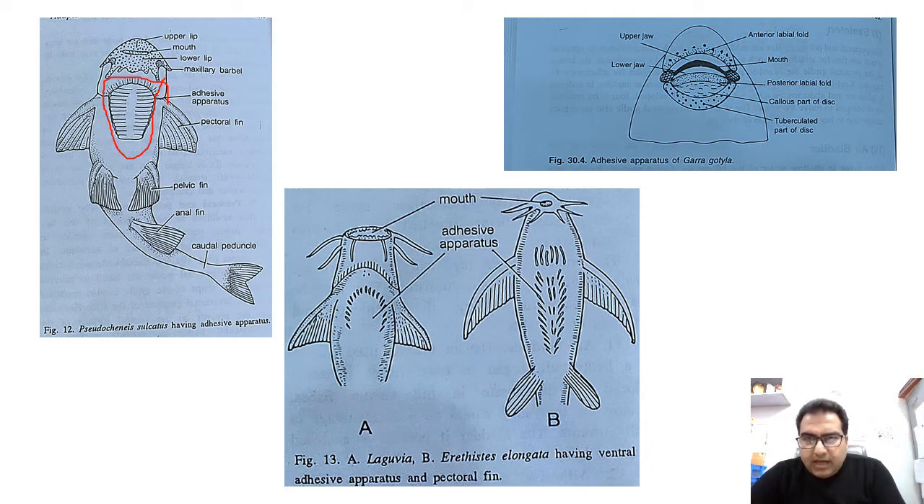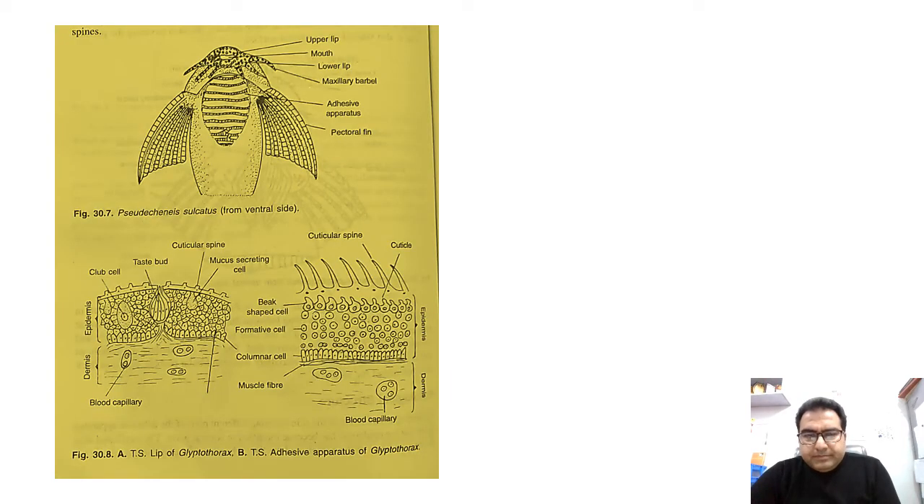In the case of Garra, again we are seeing here that the mouth has a posterior labial fold as well. There is a callus part and a tuberculated part as well, which helps in the adhesion. We have talked about this.